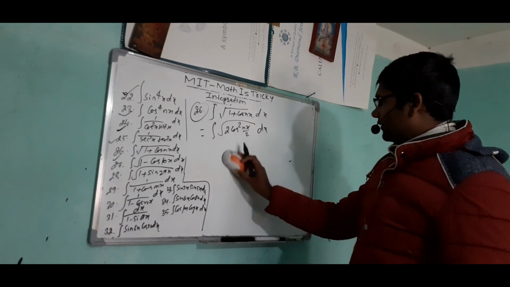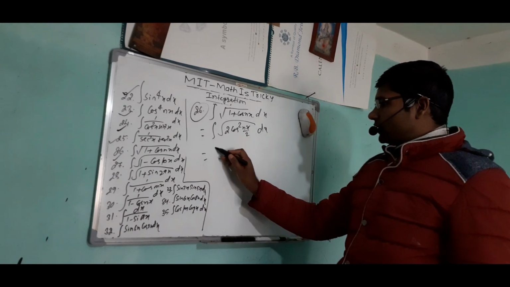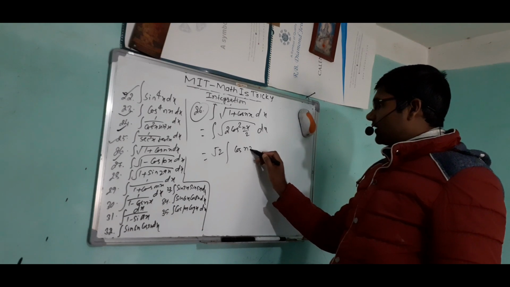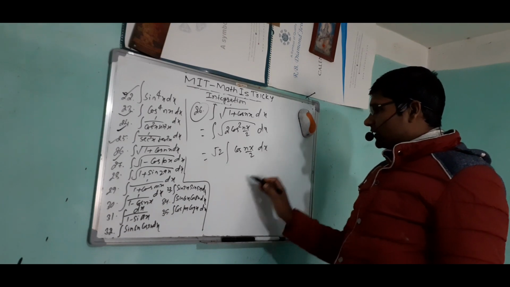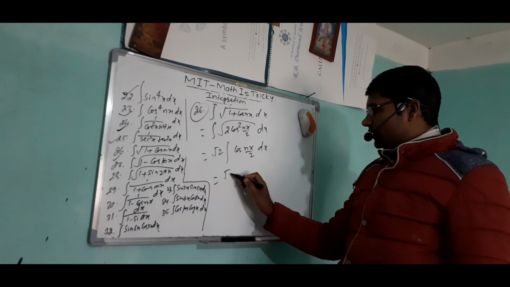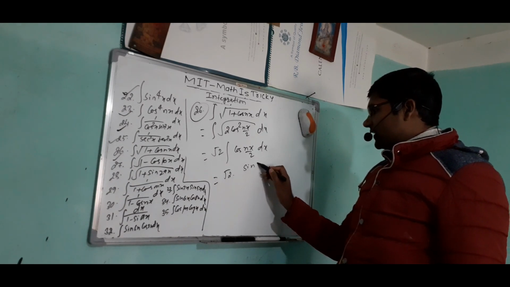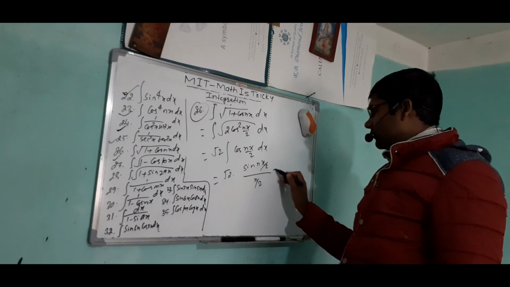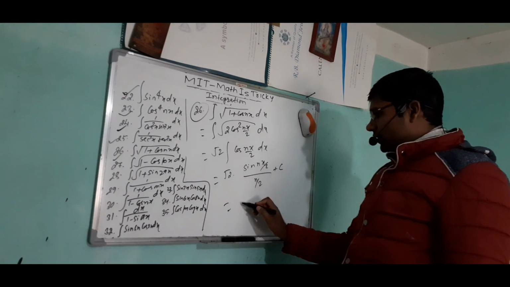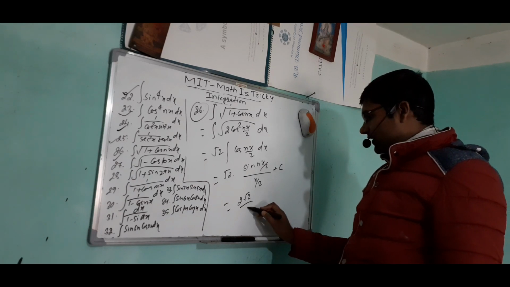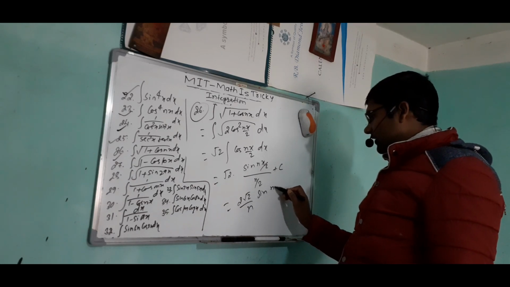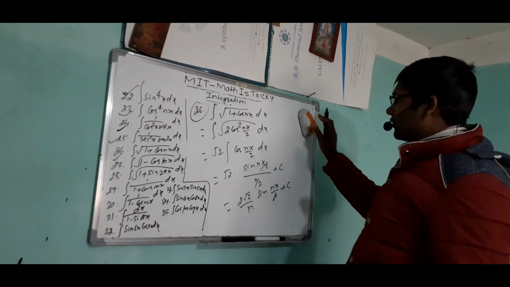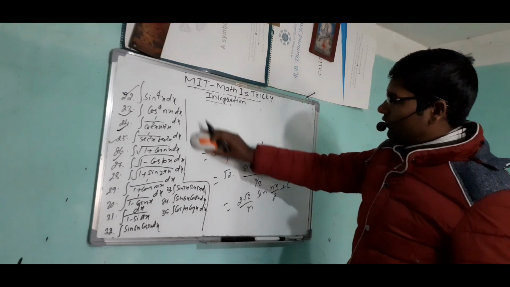Okay, so now let's simplify this. So root 2 outside, and we can write here integration of cos nx by 2 dx. And now we have the formula for cos. Root 2 times sine nx by 2 divided by n by 2 plus c. So it is going to be 2 root 2 by n sine nx by 2 plus c. This is our answer. Okay, so let's move to question number 27. Hope you are getting this.